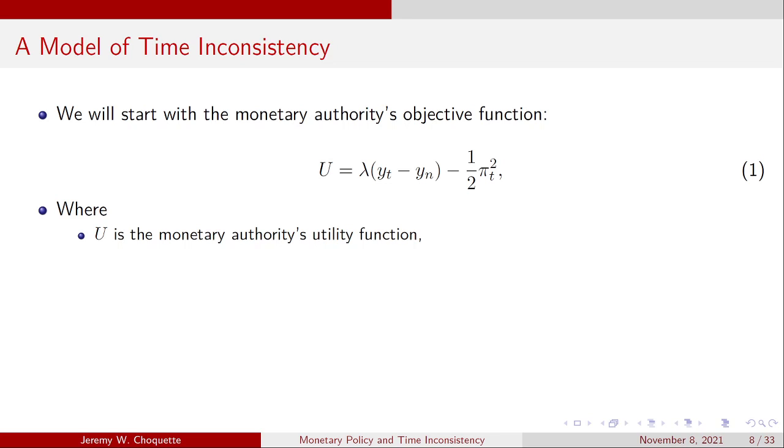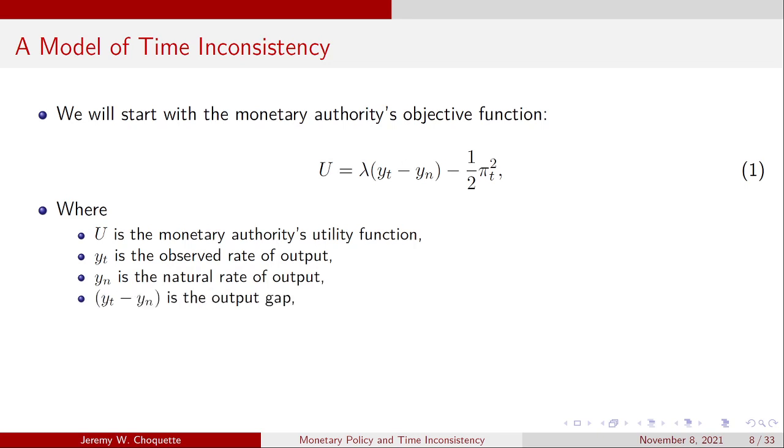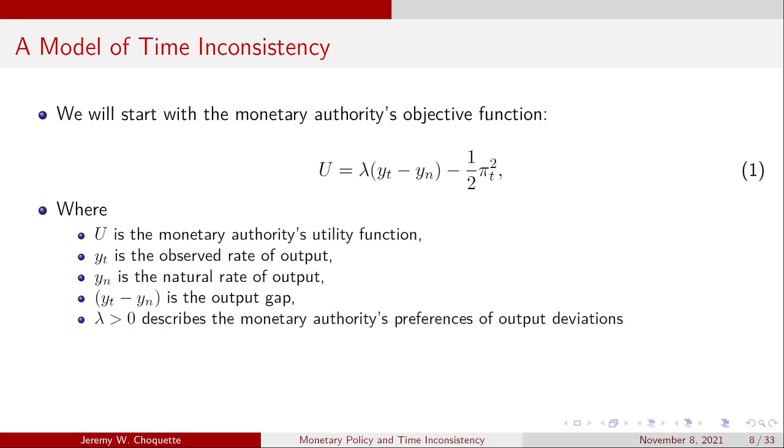U here, capital U, is the monetary authority's utility function, right? That's their utility. Y is the observed rate of output, the actual rate of output. Y_n is the natural rate of output. So Y_t minus Y_n is the output gap. So if, say, output is 3%, but the natural rate of output is 2%, the output gap is 1%.